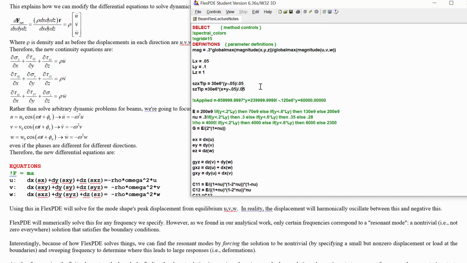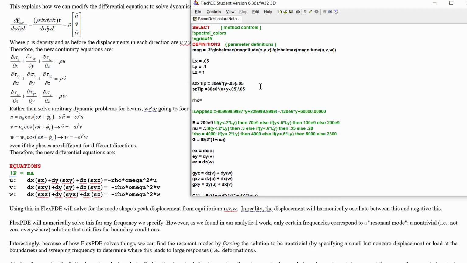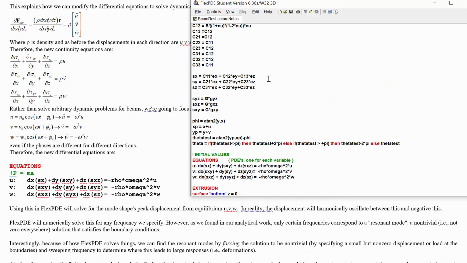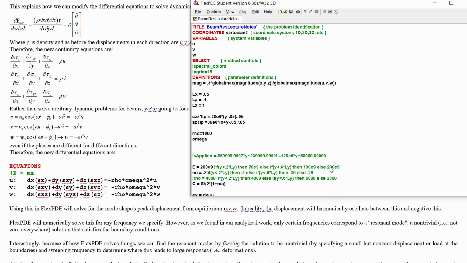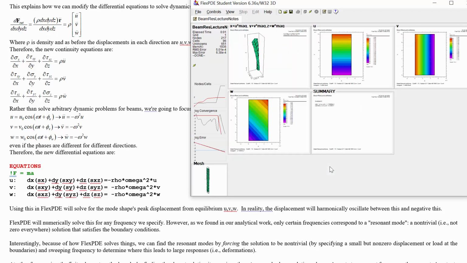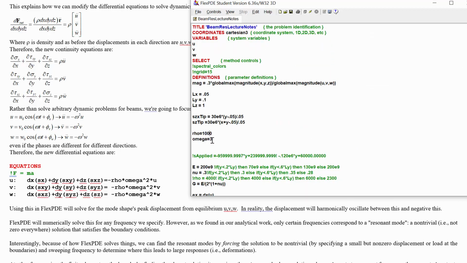So let's imagine a density of something, rho equals 1,000, and now, can we run it? Will it work? No, we don't know what omega is. So how do we do this? Well, we can just guess an omega. Omega equals 3, and see what happens. It gave us some kind of a deformation, even though 3 likely was not a resonant frequency of this thing.